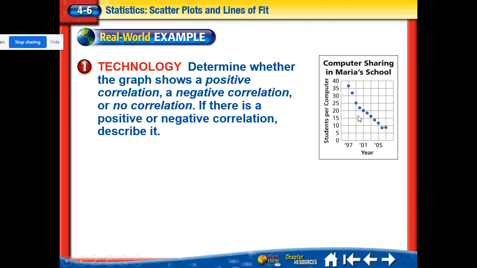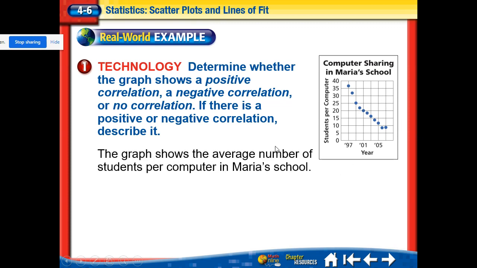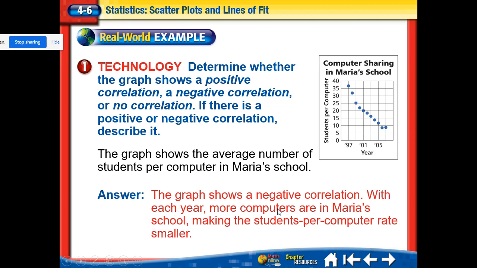All right, so here we have a graph, and the simple question is, what kind of correlation is this? Is this one that is a negative correlation, a positive correlation, or the dots are just kind of scattered all over the place? Well, this is most assuredly a negative correlation. Each year, the number of people sharing the computer goes down further and further because they probably get more computers.